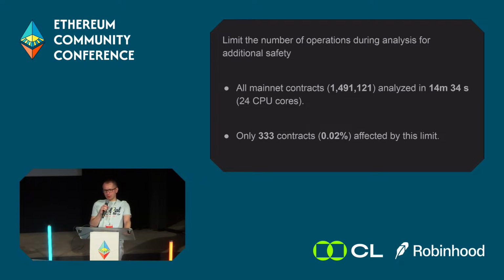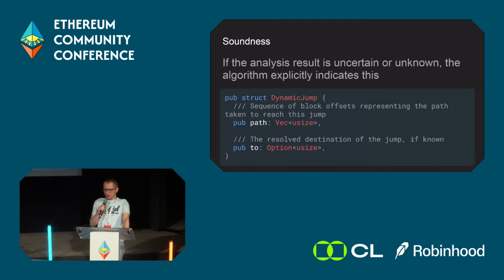So I analyzed all mainnet contracts with my algorithm. It's about 1.5 million. It's all analyzed in 15 minutes on 24 CPU cores, and only like three contracts, it's less than 1 percent, are affected by the limit, so it's fine to introduce this limit. And then another part of my algorithm: if my algorithm doesn't know the result with certainty, if it's uncertain, it will explicitly indicate it with an option.